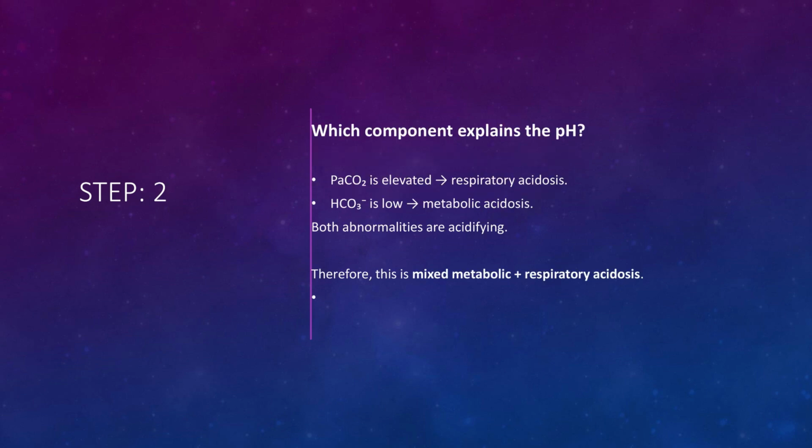Step 2. Which component explains the low pH? Respiratory or metabolic? In this patient, PaCO2 is elevated, which means respiratory acidosis. HCO3 is low, which means metabolic acidosis. So, both metabolic and respiratory abnormalities are present and contributing to acidosis. Therefore, this is mixed metabolic and respiratory acidosis.